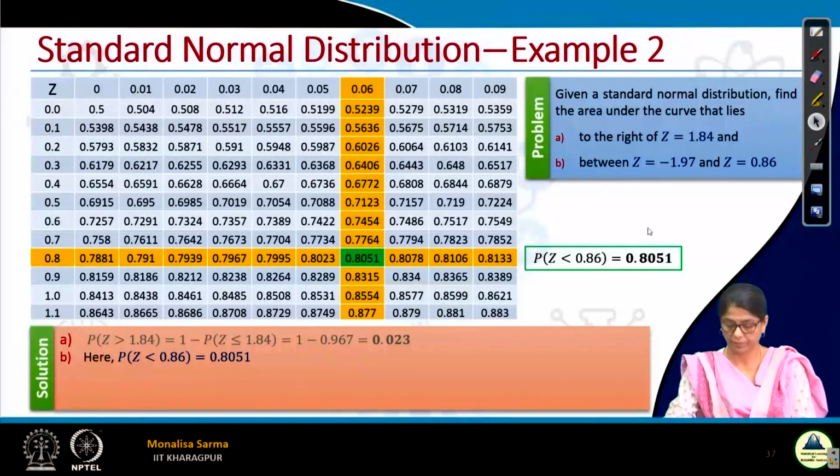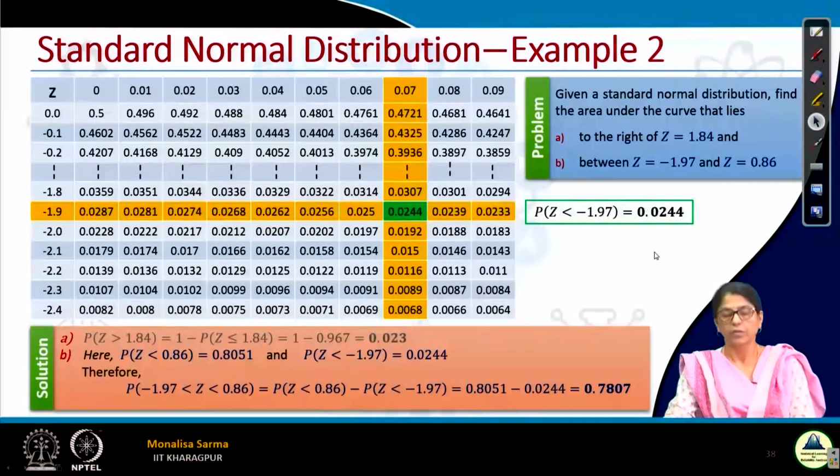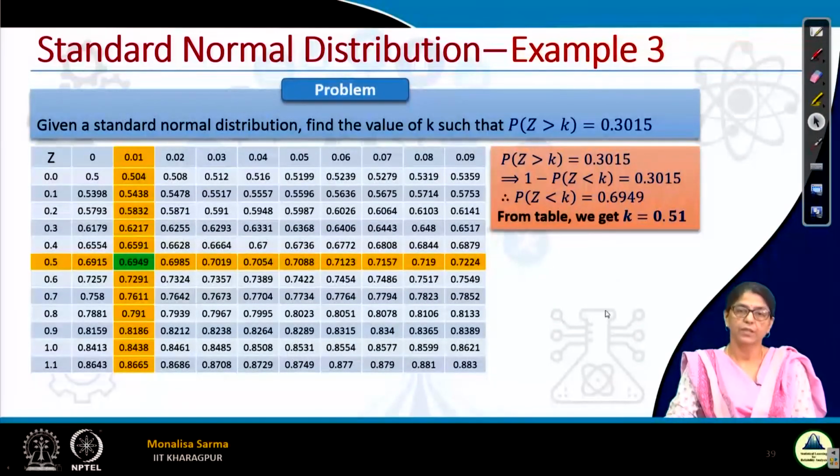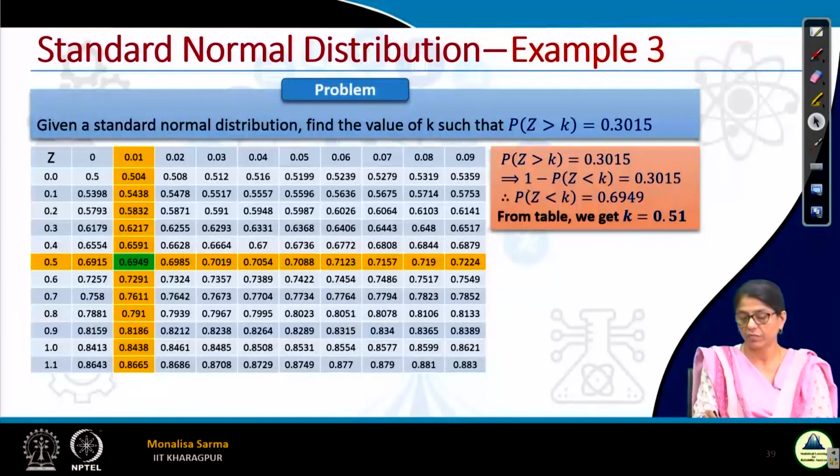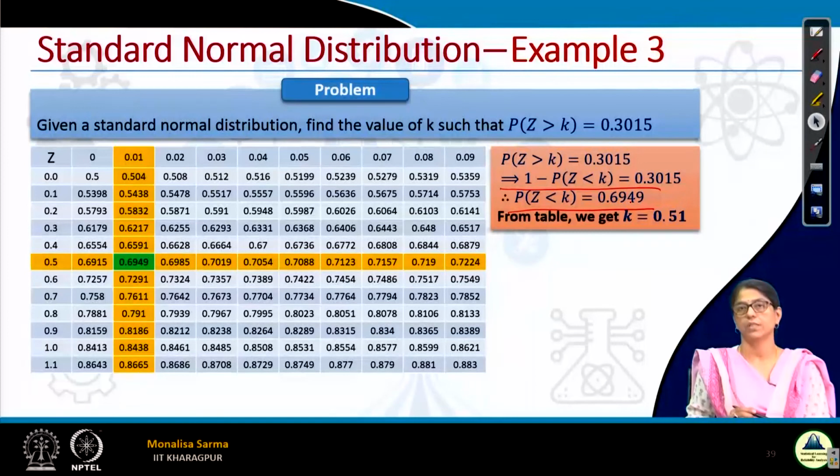So, that is how we look it up from the table. Fine. Similarly, given a standard normal distribution, find a value of k such that the probability of z greater than k is 0.315. Now, we have to find out what k is here. It is given as greater than k. In the cumulative table, it is always less, from minus infinity to a particular value. So, when it is z greater than k, first we try to find out what is less than k. So, z less than k is this value 0.6949.